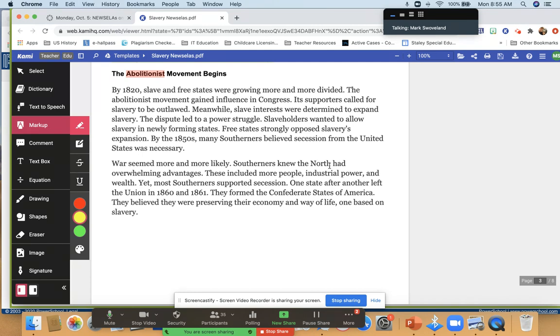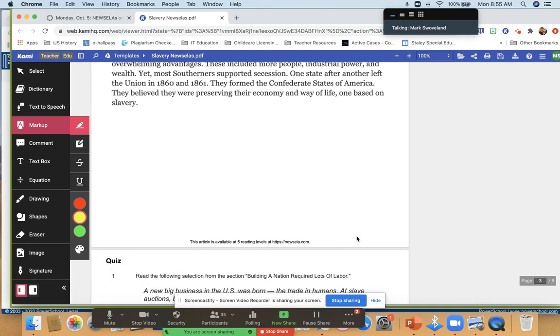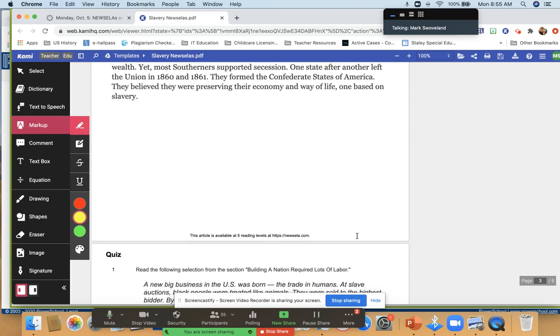One state after another left the Union in 1860 and 1861. They formed the Confederate States of America. They believed they were preserving their economy and way of life, one that is based on slavery.